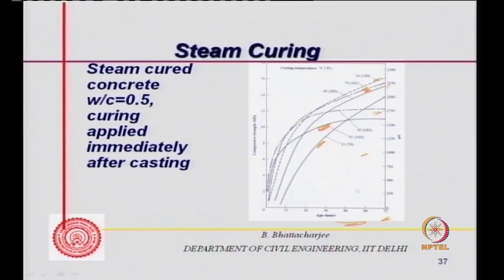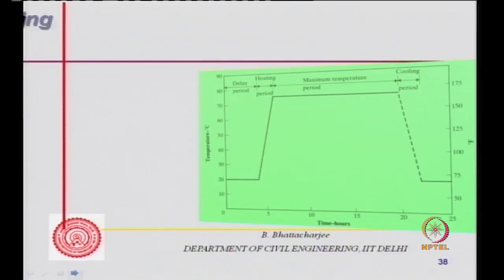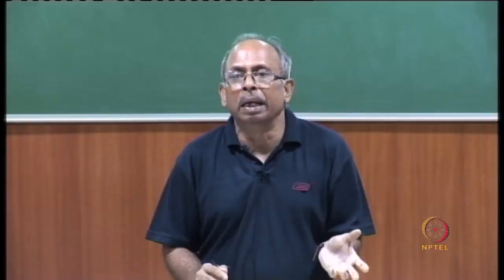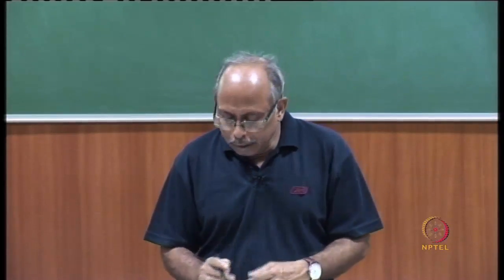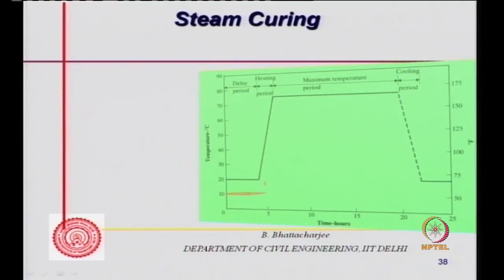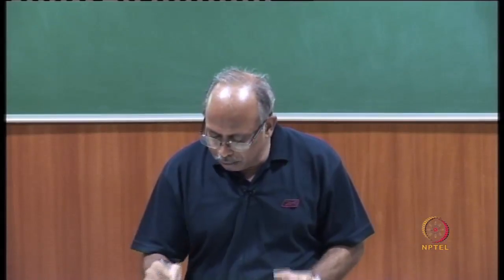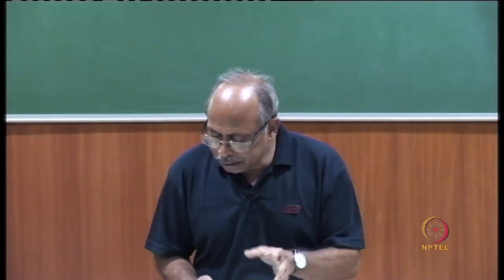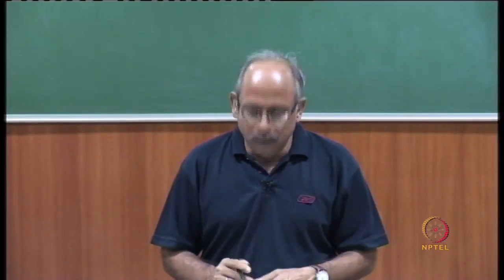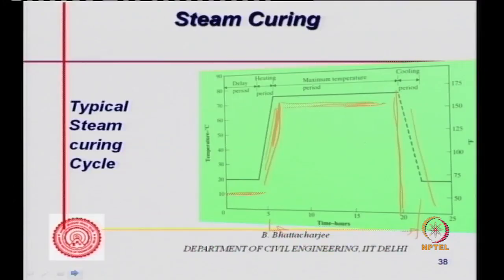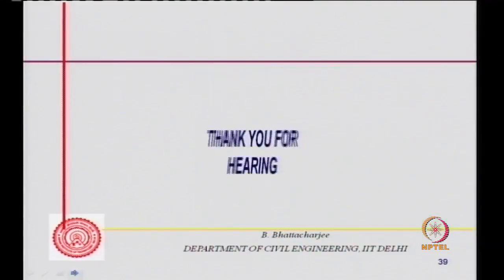Generally, steam curing at atmospheric pressure will be about 75-80 degrees centigrade. So what you do is, you don't apply it immediately, because then you don't get the strength gain. So there is a delay period. Then there is a steam heating period, where you supply the steam and maintain the temperature, then cool it. If you do it for about 13, 14 hours of steam curing, you get good strength. This is the kind of practice that we follow. So steam curing is something like this, a typical steam curing cycle, and this is if you are trying to get early strength.